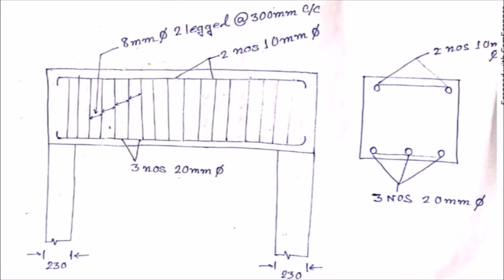And in cross section view, the tension bars are already marked. There are 3 numbers of 20 dia tension bars, and 2 numbers of anchor bars here. So whatever we get from design, in the design data, we have to draw this. Okay, so just see the drawing and draw it.